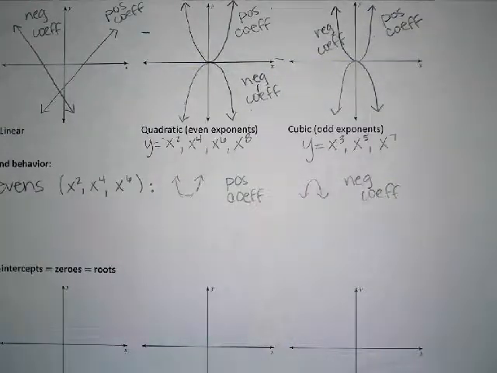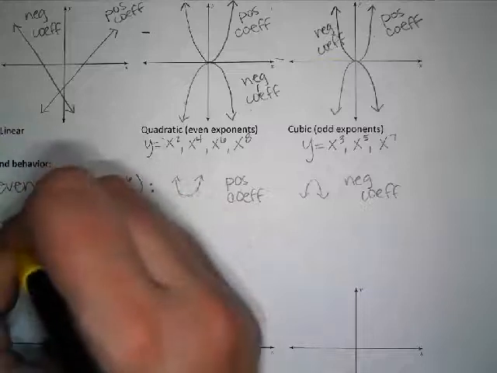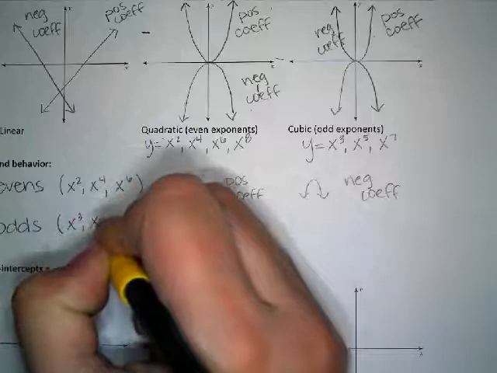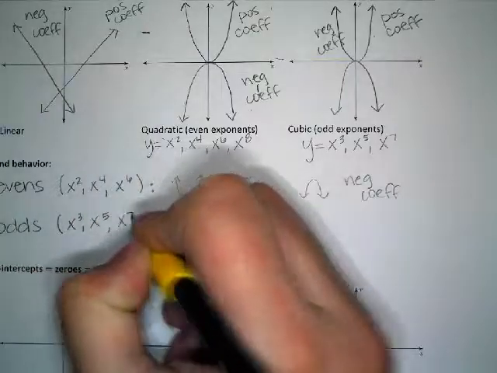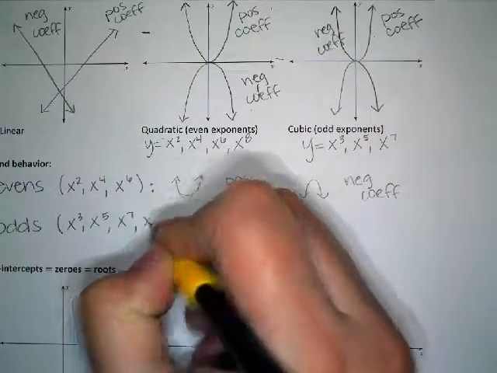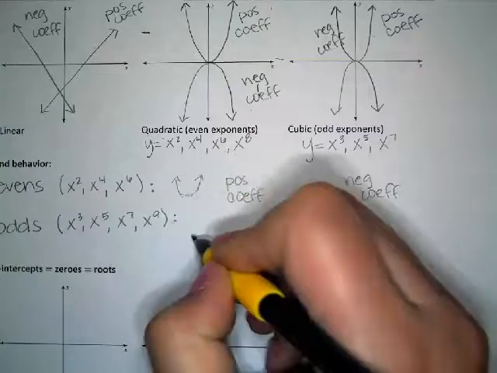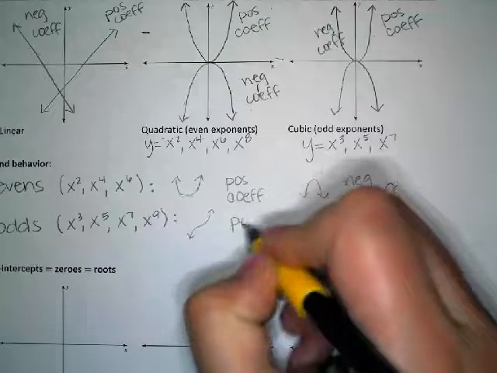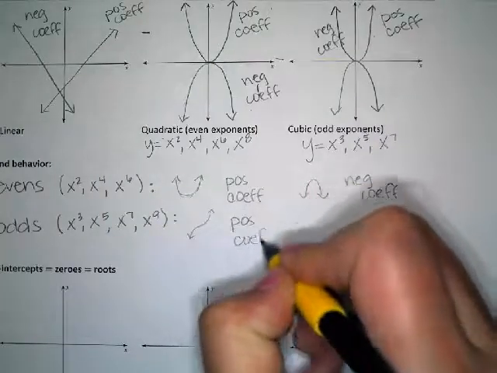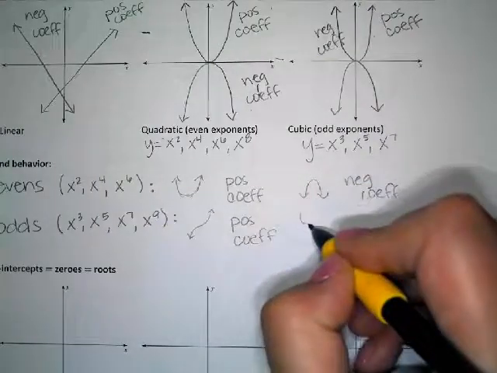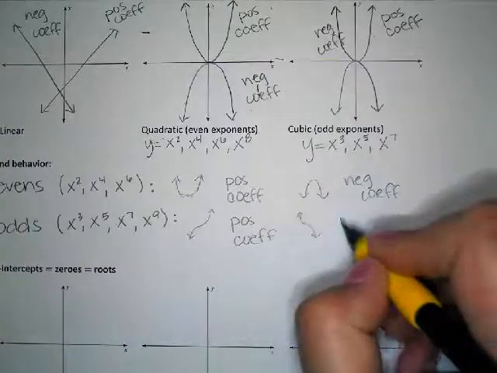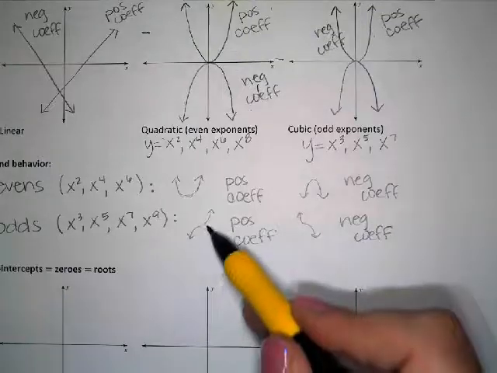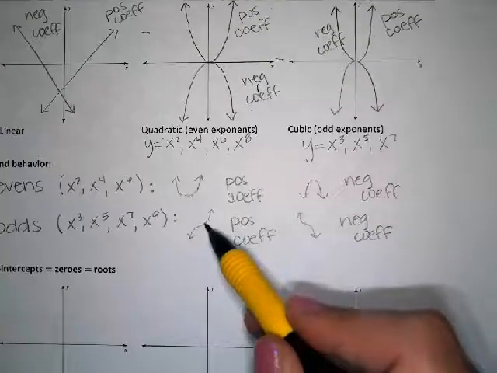And then we have the odds. So x to the 3, x to the 5, x to the 7, x to the 9. And we have something like this for a positive coefficient, and then something like this for a negative coefficient. And we know this is just the overall shape because the inside could be squiggles.